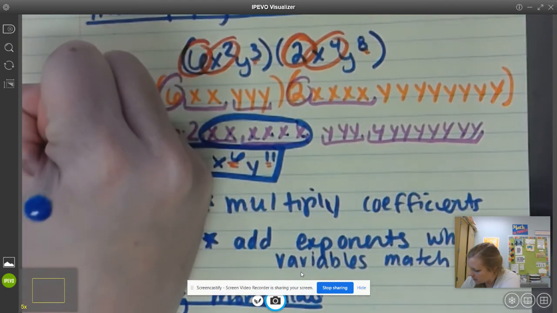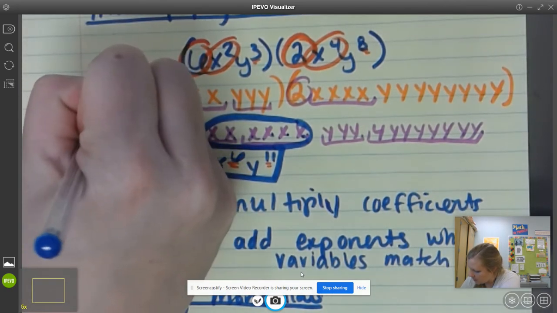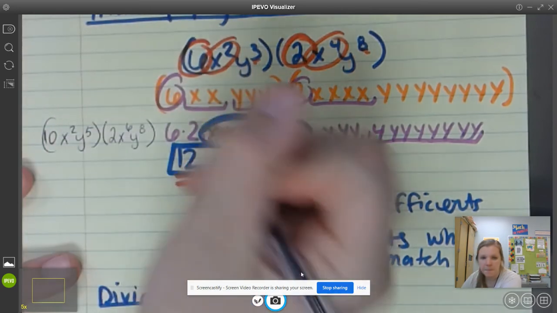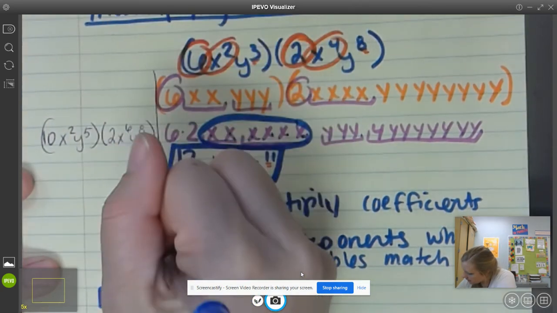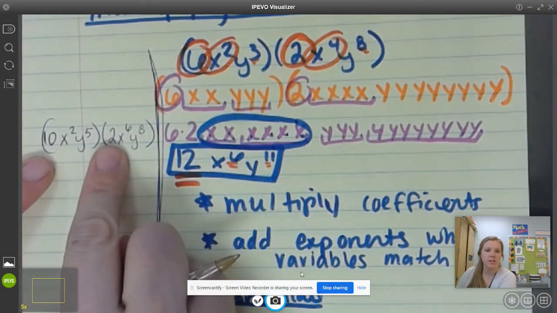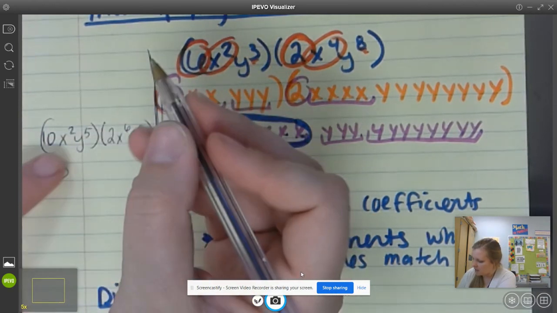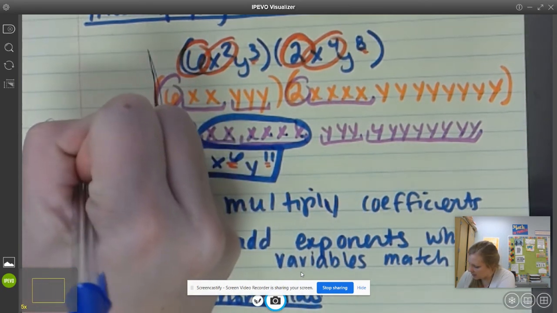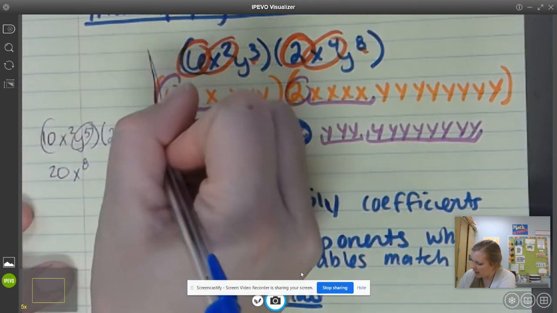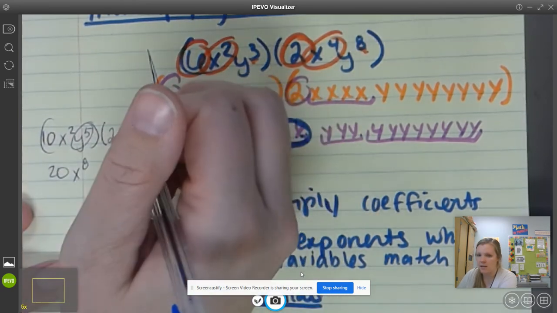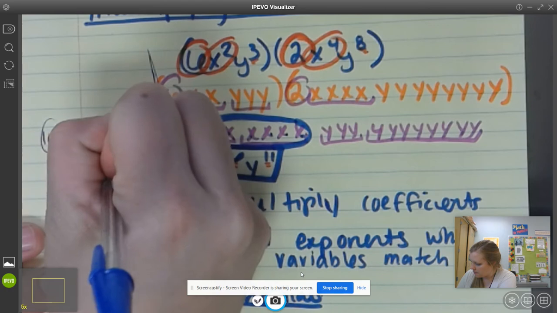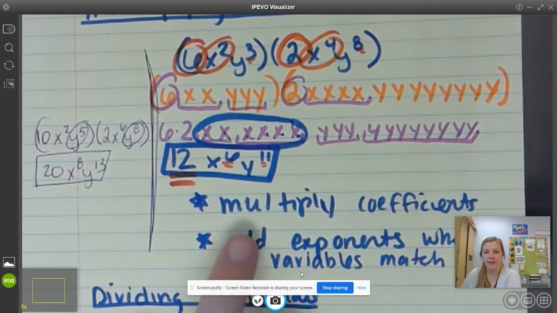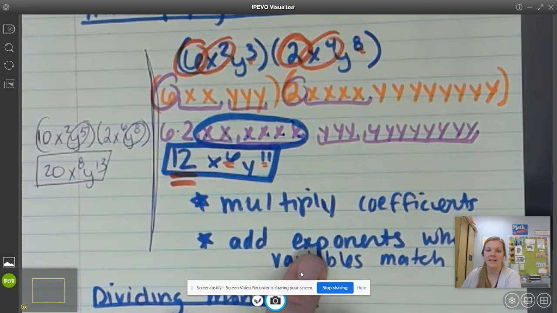If I have 10 x squared y to the 5th, and then 2x to the 6th y to the 8th. Again, we're going to multiply the coefficients. 10 times 2 is 20. And then we add the exponents for the x's. 2 plus 6 is 8. So x to the 8th. And then we add the y's. 5 and 8 is 13. And this is my final answer. So this is what you're going to have to memorize. Multiply the coefficients, add the exponents.